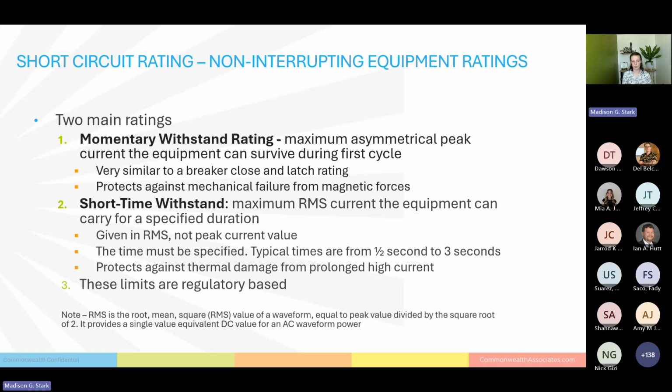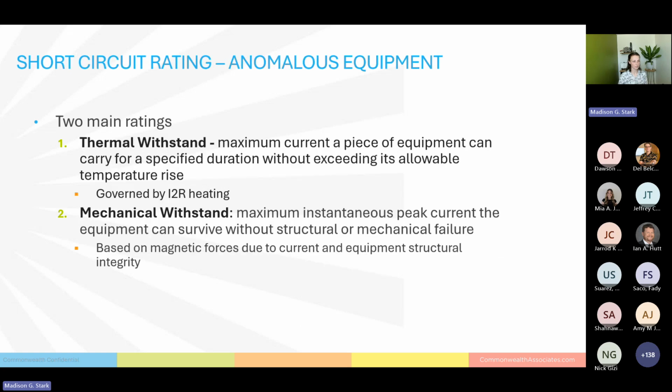Current going through conductors causes heat. It generates heat through the resistive losses in the conductors or the equipment. When you're overloading your equipment, it can only handle so much before the equipment is going to overheat to the point of failure, and that's what the short time withstand is addressing. The key component of the short time withstand is that the time is defined. It's not a thermal rating of the equipment, it's a short time current rating of the equipment.